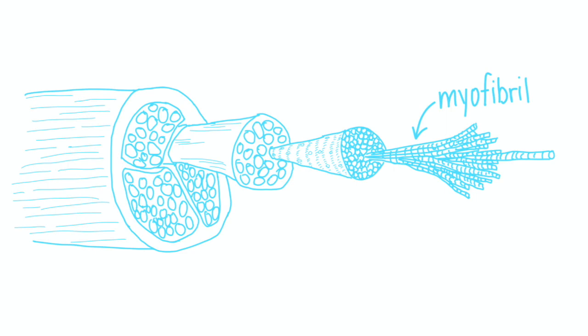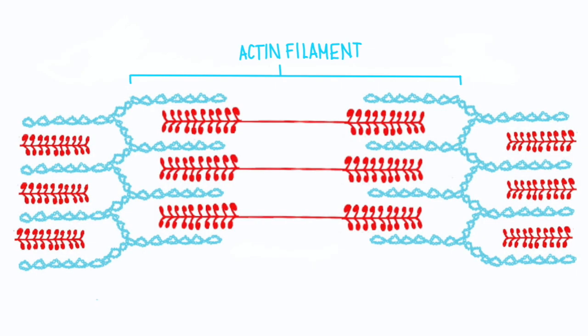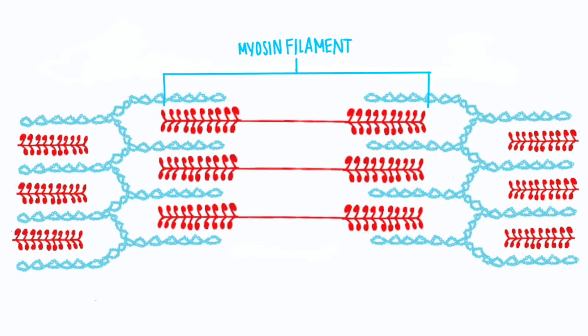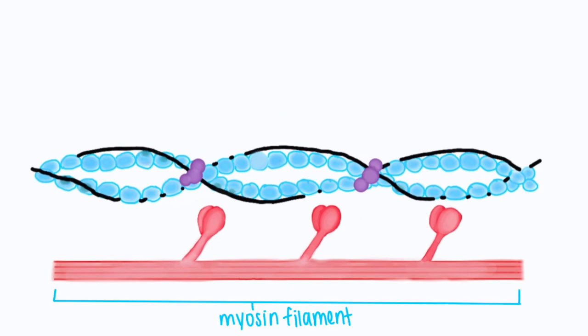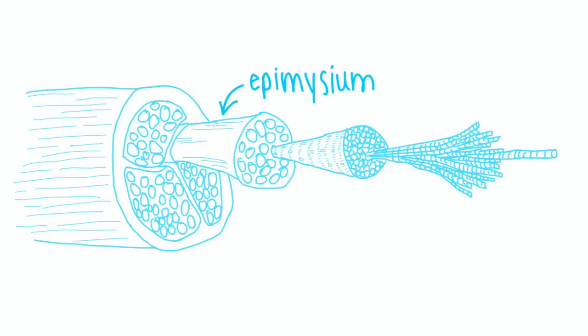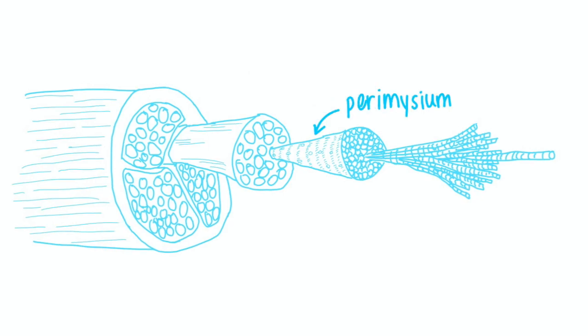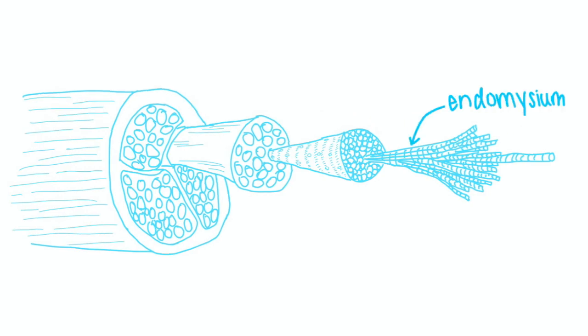Within these myofibrils, there are two filaments, the actin filament and the myosin filament. These filaments make up the smallest unit of muscle, which is called the sarcomere. Around these different parts of muscles are the epimysium, wrapping around the bundles of muscles, and then the perimysium, wrapping around the muscle fibers, and the endomysium, wrapping around the myofibrils.